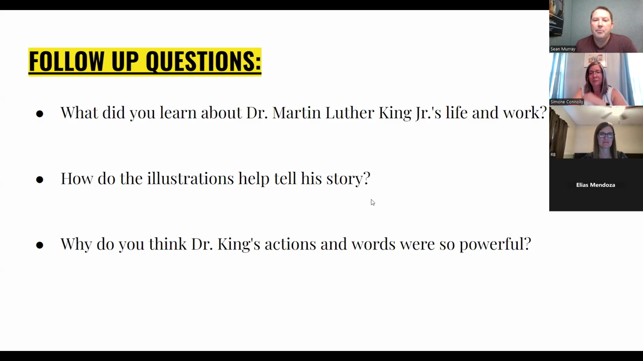How about the illustrations? What did you think about the illustrations in the book? Did they help you understand the story or enjoy the story more than you might have without the illustrations? I liked that he didn't age on each page. The illustrator chose to keep him as a child all the way through to the end. I thought that was cute.